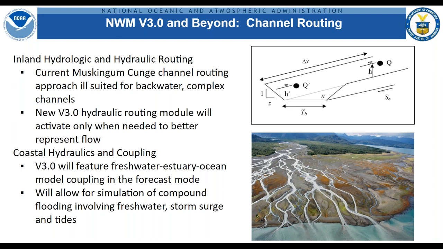We believe that the flashy nature of the routing in the National Water Model is due to the unrealistic assumptions of the Muskingum-Cunge routing scheme, and that we can improve upon this. So we have work going on. We had a hydraulics project in Summer Institute of 2018 that is forming the foundation of some of the work that we're doing on the hydraulic routing support in the National Water Model.